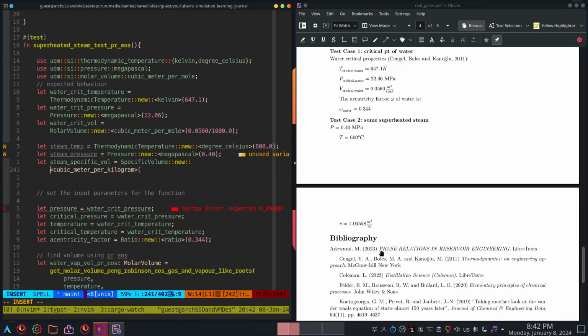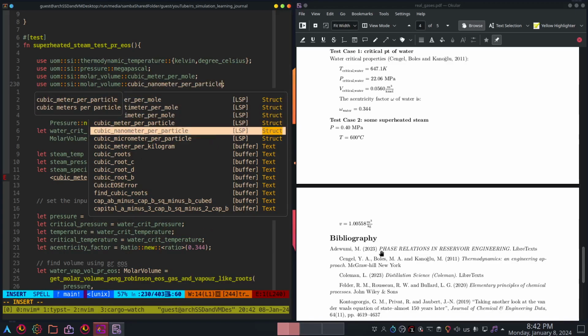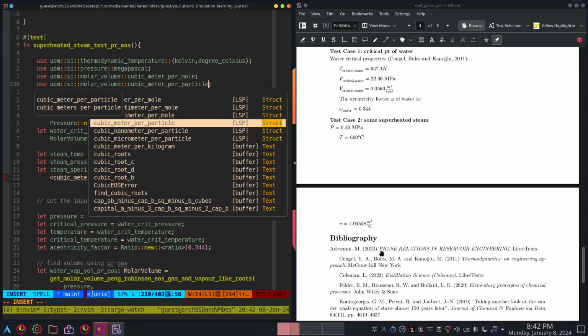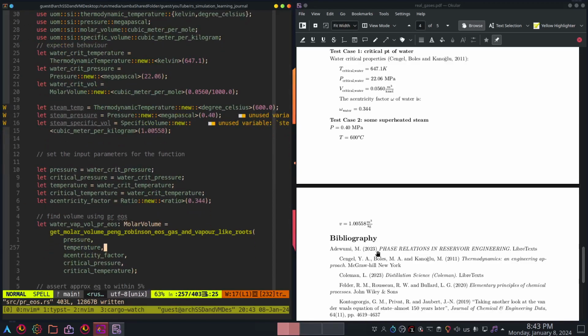Cubic meter per kilogram. How much? This will be 1.00558. Yeah, it's a little bit tedious, but yeah, I guess it's worth it. Okay, let me put a specific volume here. There you go. It's worth it because I can get it correct at compile time, and hopefully it's sort of easy-ish to read.